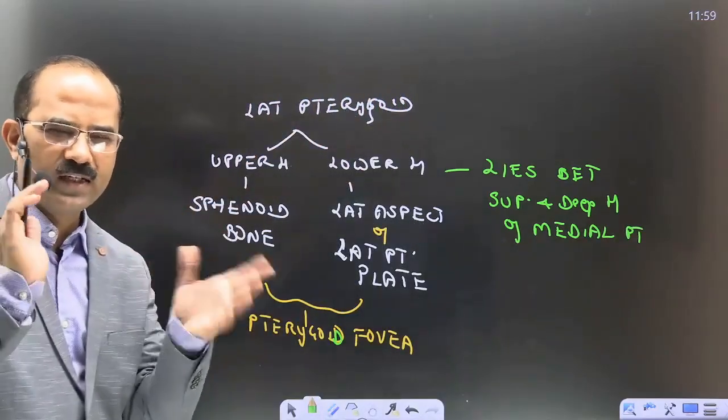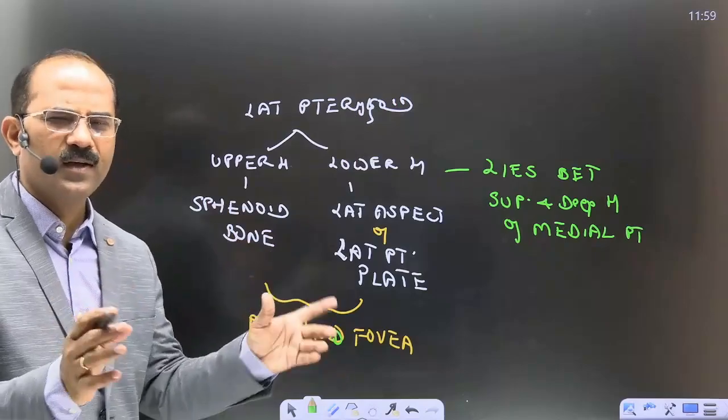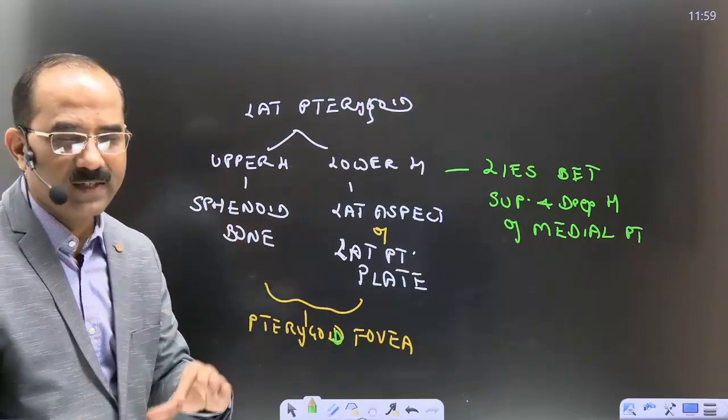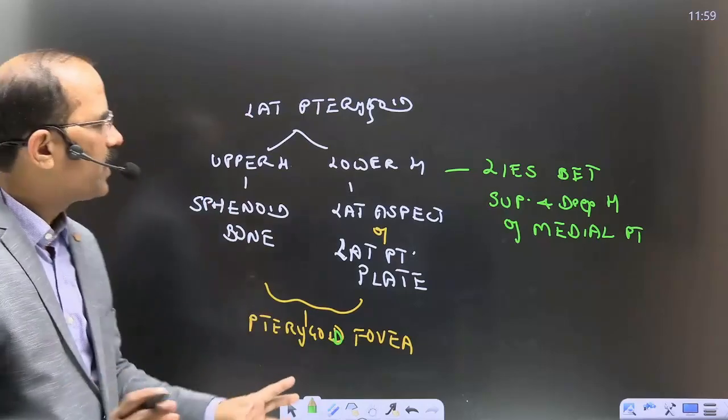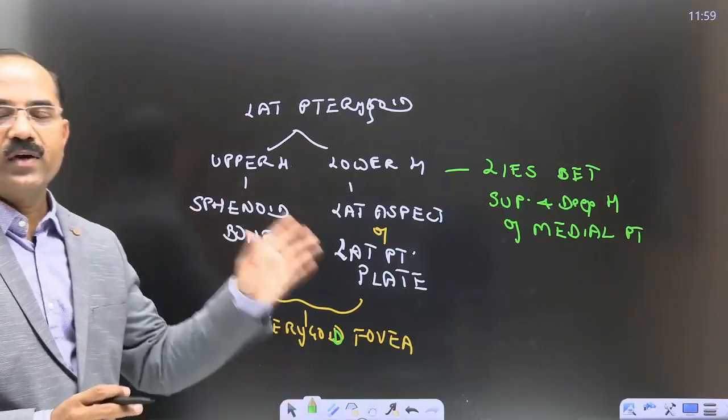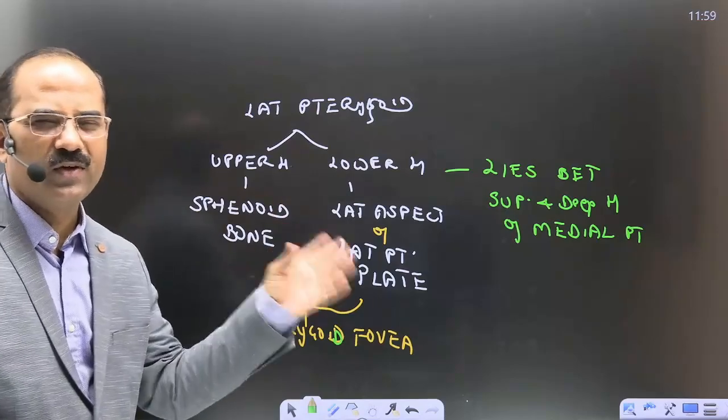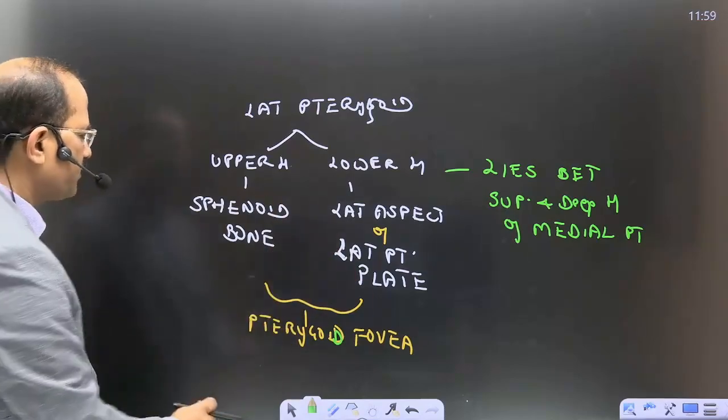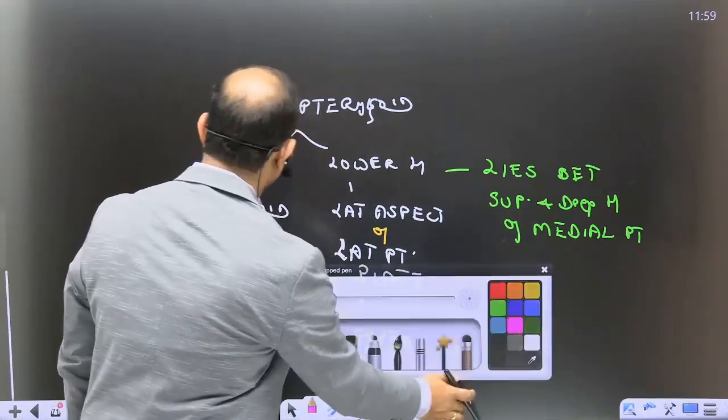Students, you're getting oriented to this now. This is slightly complicated. Only this part is slightly difficult; the rest, everything is easy. So the lower head of lateral pterygoid lies between the two heads of medial pterygoid, the superficial and deep head. Fine.